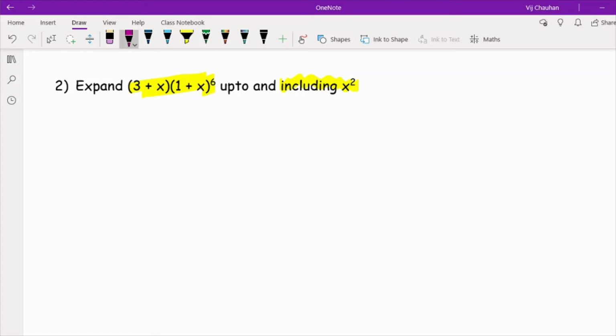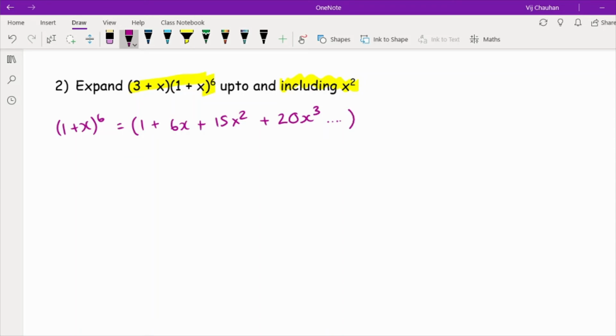Now, using a bit of common sense, when I'm doing the expansion of 1 plus x to the power of 6, because eventually I'm going to be multiplying this by 3 plus x, I only need to go up to x cubed, because any other degree of x is going to be unnecessary for this particular question. So expanding this out, I only need to go up to 1 extra from this. So here I've got 1 plus 6x plus 15x squared, and just to play it safe, although it's not really necessary, I'll go for 1 extra, which is 20x cubed.